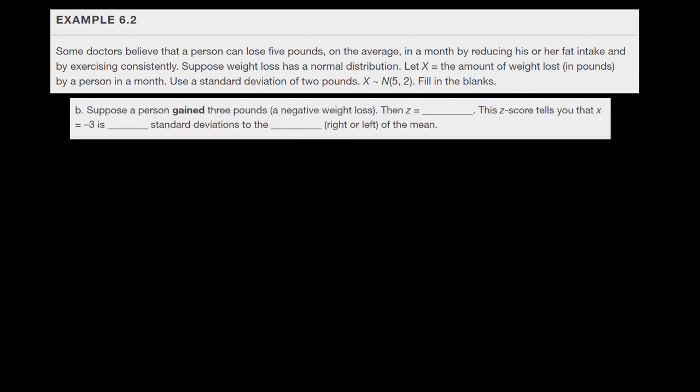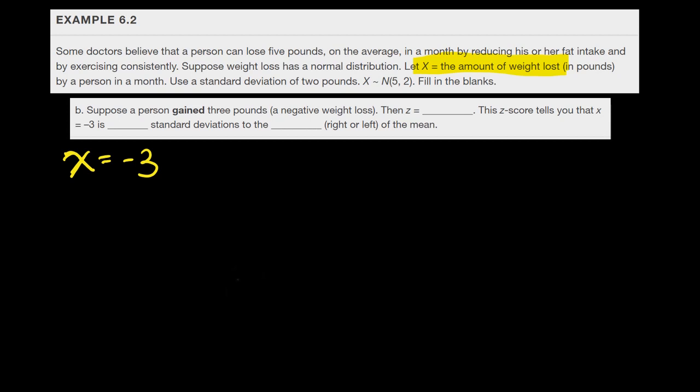Next, suppose a person gained 3 pounds. Remember that X is weight loss. So if you gain 3 pounds, that's the opposite of losing weight. So let's figure out what Z is. If you gained 3 pounds, that means that your little x is going to be -3, right?